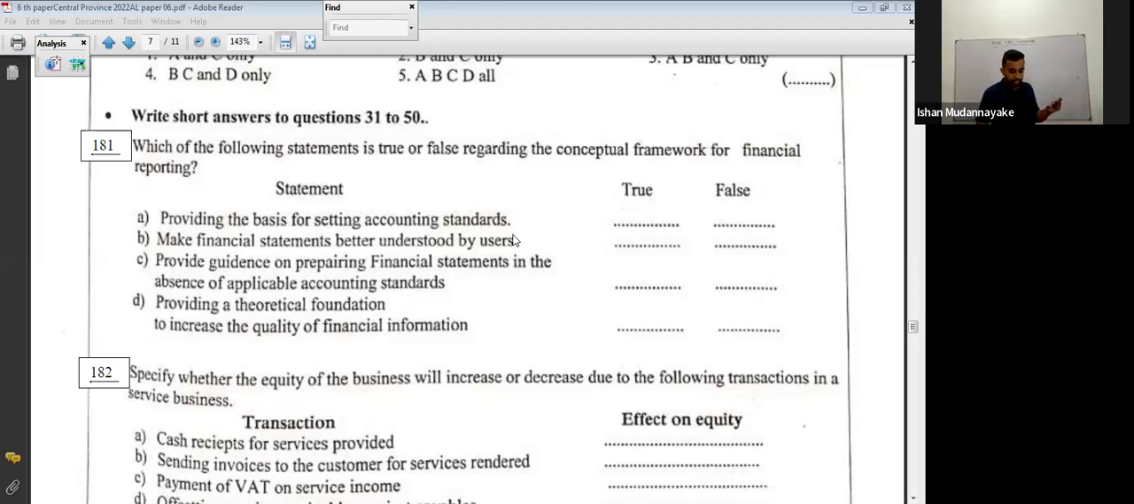D. Providing a theoretical foundation to increase the quality of financial information. True or false? Yes, that is true. Right, that was question number 181.